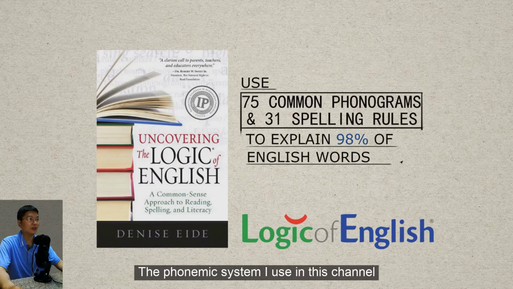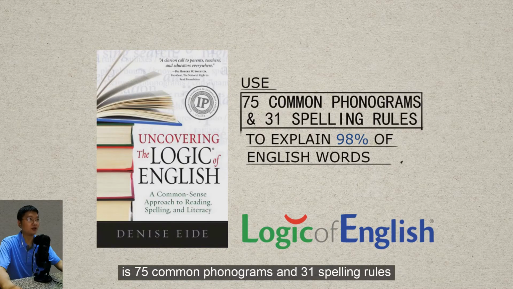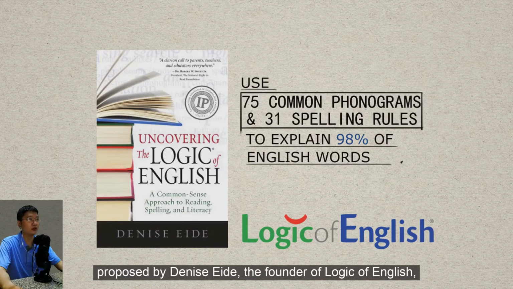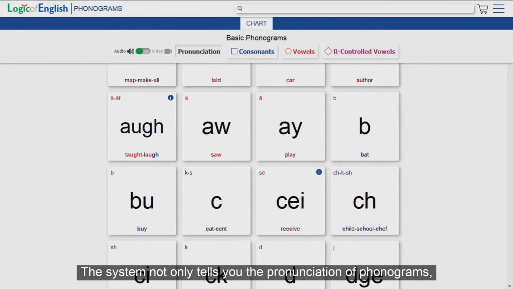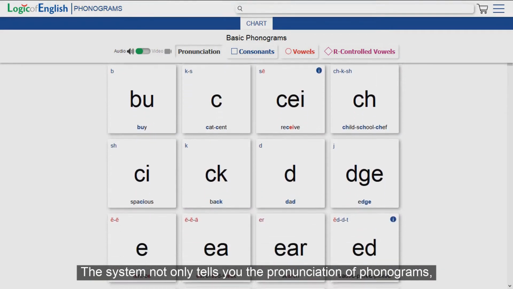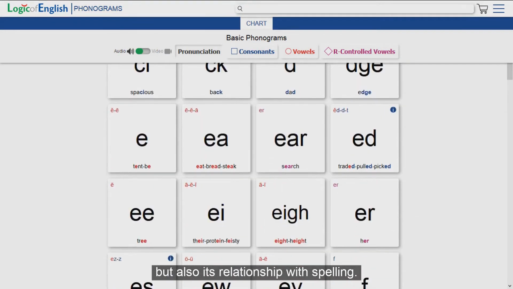The phonemic system I use in this channel is 75 common phonograms and 31 spelling rules proposed by Denise Eide, the founder of Logic of English, which logically explains 98% of English words. The system not only tells the pronunciation of phonograms, but also their relationship with spelling.